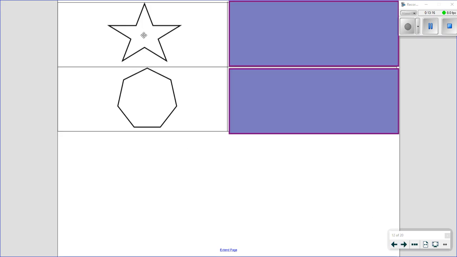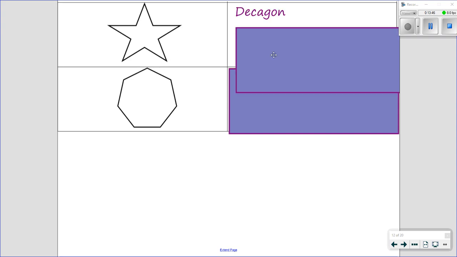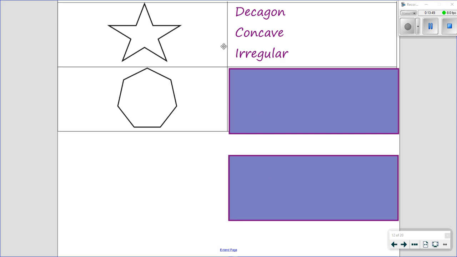Star. Is it a polygon? Yeah. What type of polygon? How many sides? 1, 2, 3, 4, 5, 6, 7, 8, 9, 10. It's a decagon. Convex or concave? Some of them are pointing out, but there are others that are pointing in, so it's concave. Regular or irregular? I'm looking at it, I'm thinking regular. So let's see what it says. Irregular. So it's irregular.